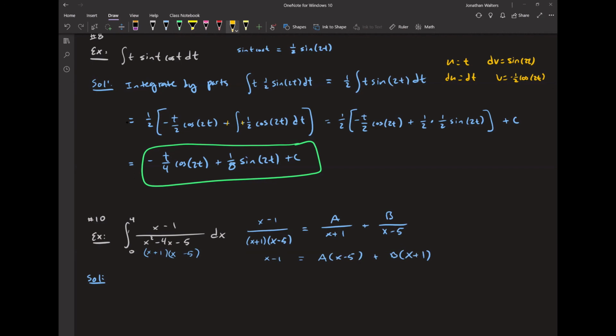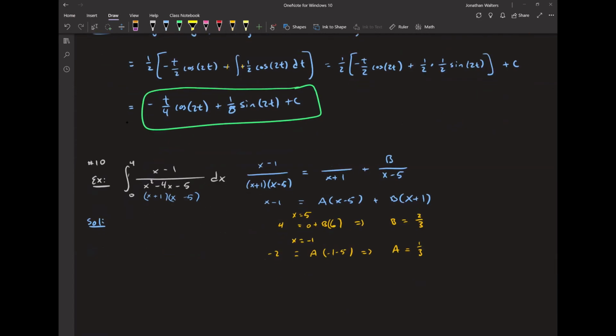So I'll pick x equals 5. So over here I get 4. Over here we get A times 0 plus B times 6. So B is going to be 2/3. And then if I pick x equals -1, I would get -2 over here, A times (-1 minus 5). A equals, let's see, -2 over -6 is going to be 1/3. So basically I can erase A and B here and say that this is going to be 1/3 and 2/3.